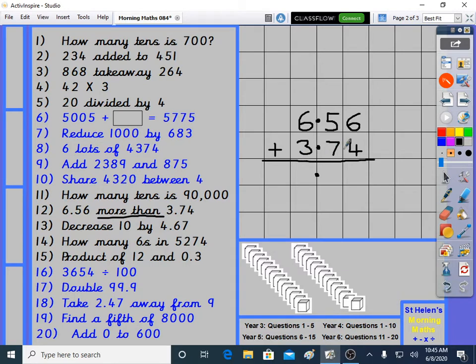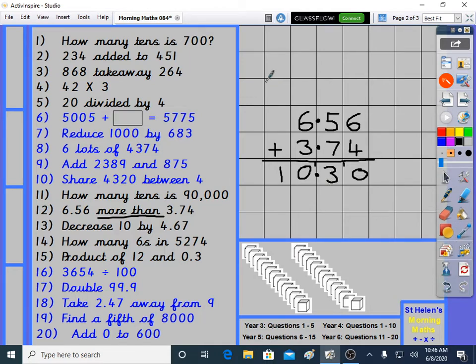6.56 more than 3.74. So this one is plus. 6 plus 4 is 10. 5 plus 7, 12, plus 1, 13. 6 plus 3, 9, plus 1, 10. 10.30. It ends in a 0 because 6 plus 4 is 10. 6 and a bit plus 3 and a bit was 10 and a bit. Maybe it should be 9 and a bit, because 6 plus 3 is 9, but the carried one is what made it go to 10. So it is 10.30, also known as 10.3, of course.